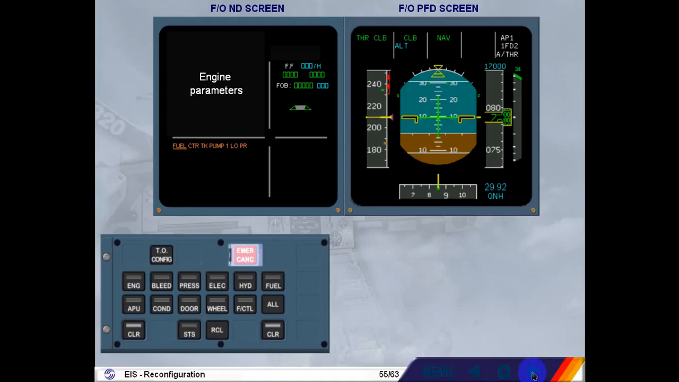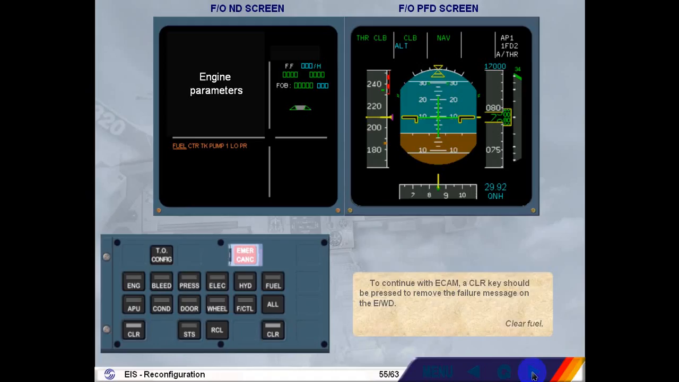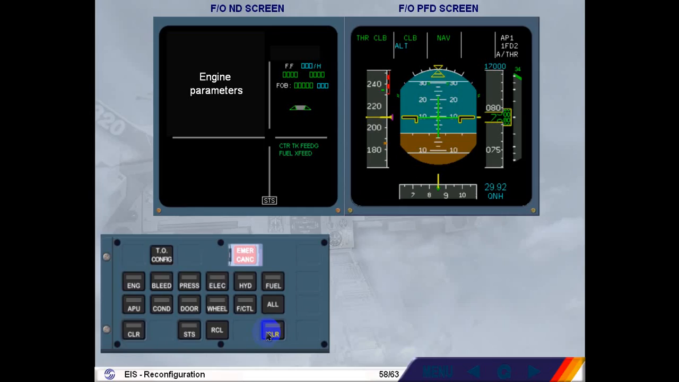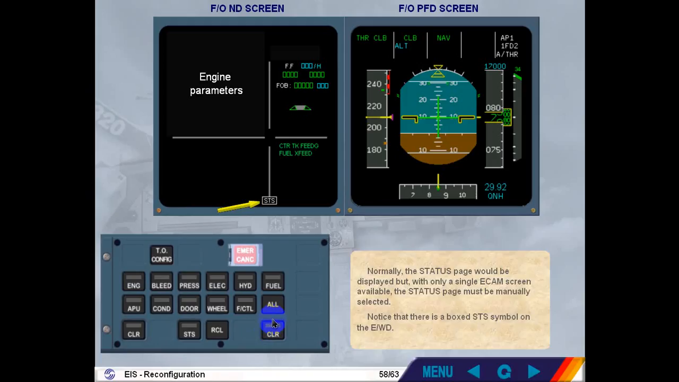To continue with ECAM, a clear key should be pressed to remove the failure message on the engine warning display. Clear fuel. Normally, the status page would be displayed, but with only a single ECAM screen available, the status page must be manually selected. Notice that there is a boxed status symbol on the engine warning display.